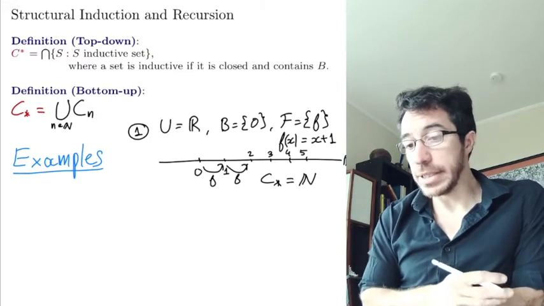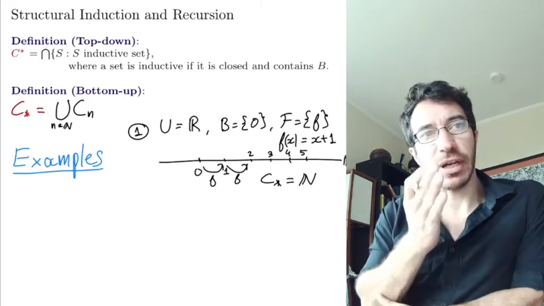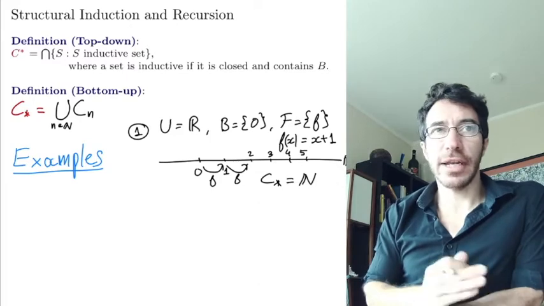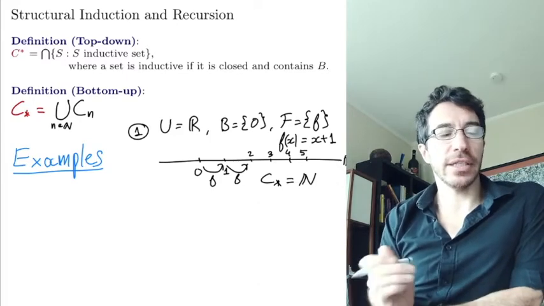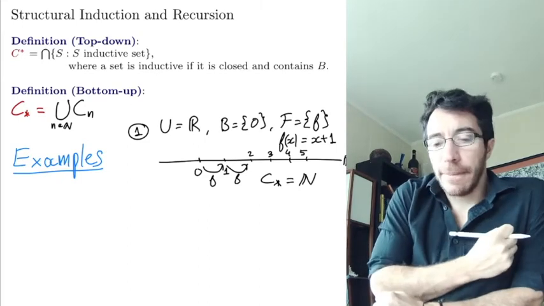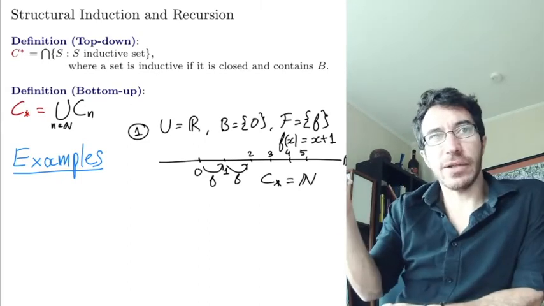And the natural numbers is inductive because whenever you have a number, you have the next one. So it's closed under f, and it contains 0, so it's an inductive set. And it's not hard to see that it's the least inductive set. You couldn't have a smaller set that if it has one, it has the other one, right? By induction.